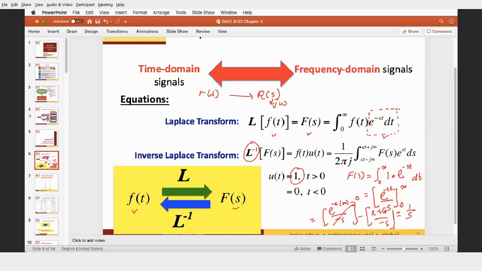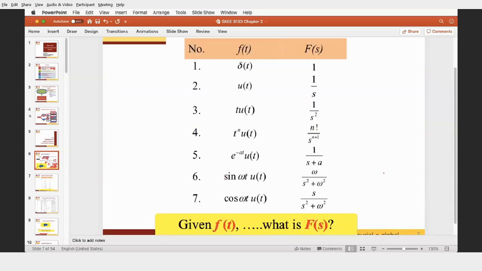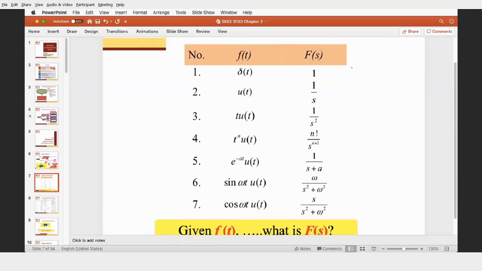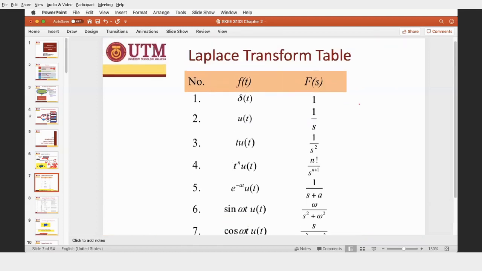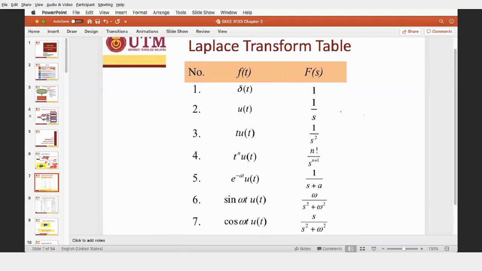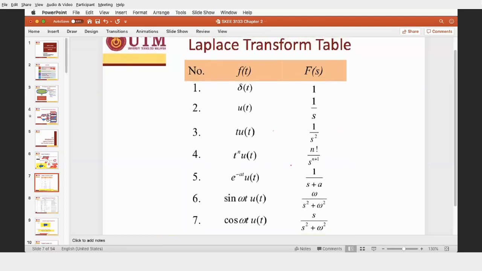If your function is x, you can put x. Any function. If your function is sine omega t, you can put sine omega t here, and you can get F(s). Okay, so finally, if you refer to the slide or your module, or you can get this table from any book, this Laplace transform table, I just simplified it to what we use in this course.